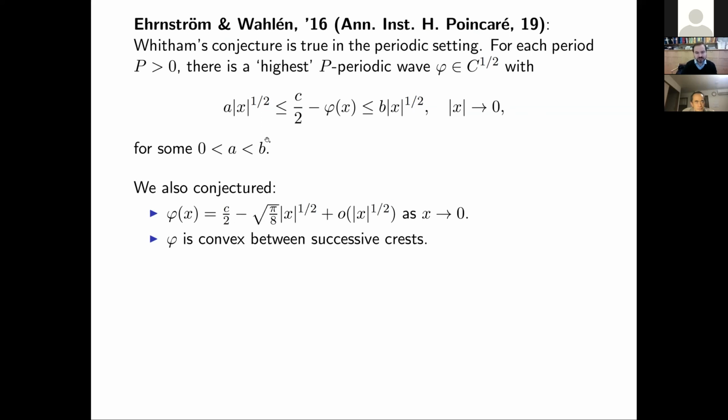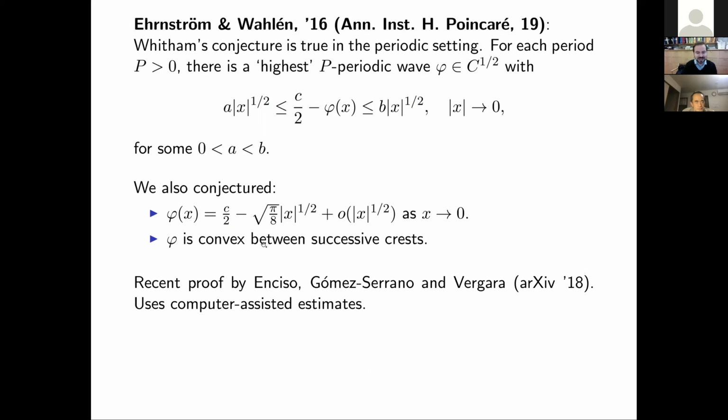We also conjectured some more precise asymptotics, which you can get from assuming that there is an expansion of this form, and then you can compute what this coefficient has to be. You can actually do more things here. You can also compute some further terms. So we conjectured this, and we also conjectured, like Stokes, that the wave is convex between the crests.